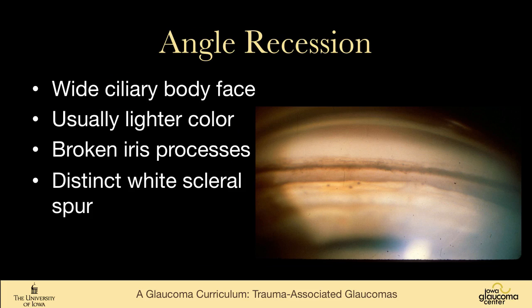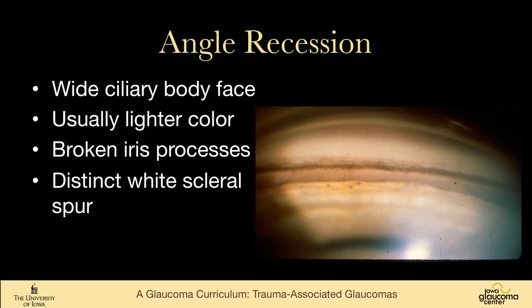When we examine an angle that has recession, we see that the ciliary body face is wide. It's usually lighter in color. If you think of it, we've sheared down in the ciliary body face, and now there's very little ciliary body between the examiner and the sclera. For reasons I can't explain, sometimes the ciliary body face is very dark, but typically it's light in color. If there are iris processes, and certainly not all eyes have visible iris processes, then those might be broken, and we'll show an example of that in a minute here.